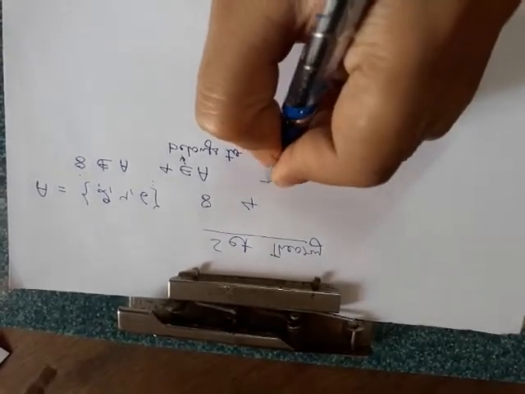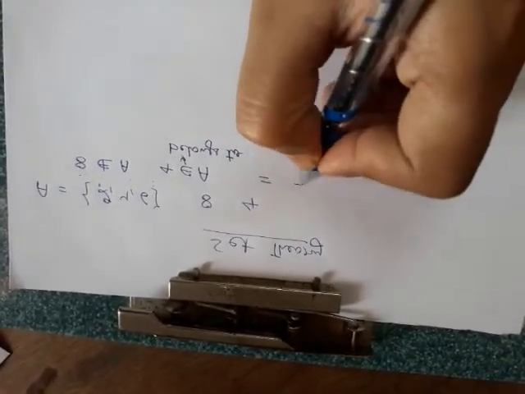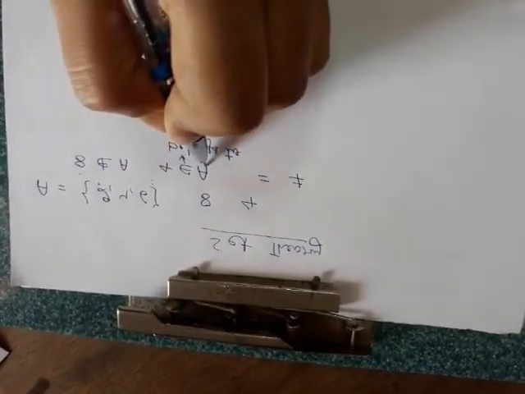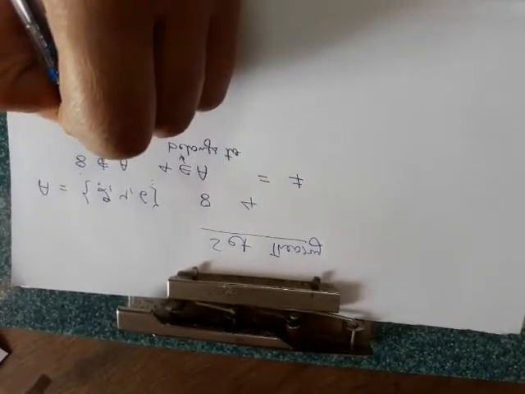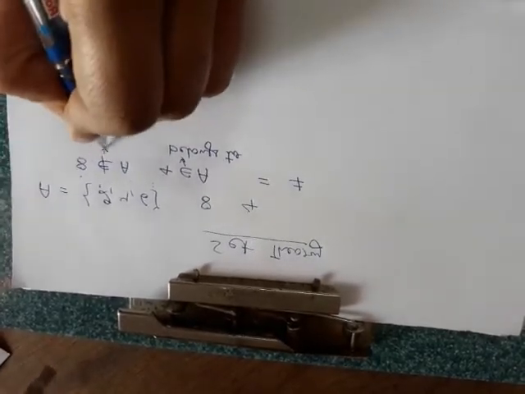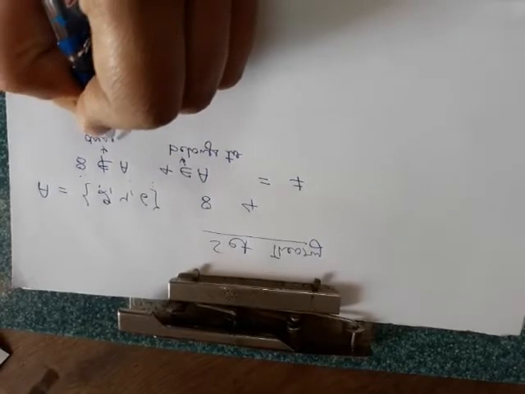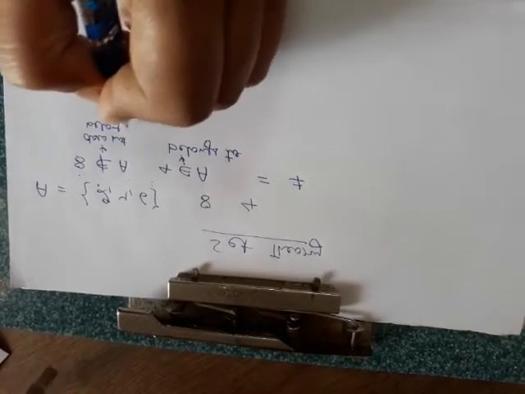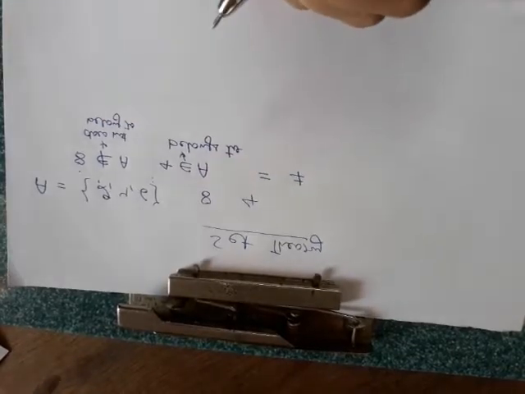Like we already learned, this is symbol equal to and this is symbol not equal to. In the same way, this is 4 belongs to A, and here when we cut the epsilon symbol, that means 8 does not belong to A.